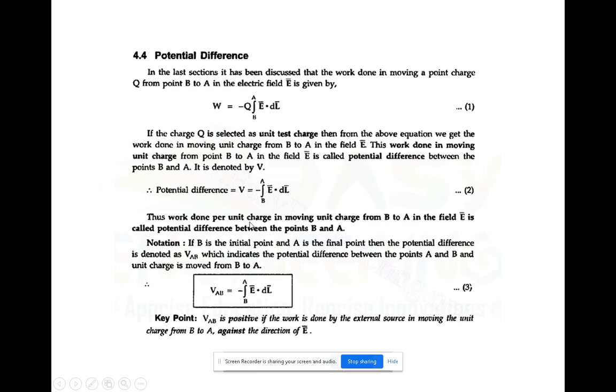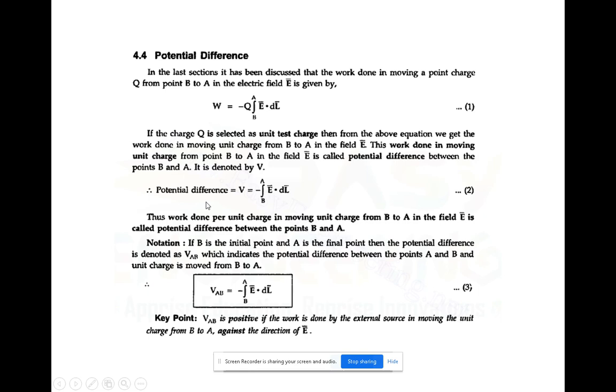Then here we have given work done per unit charge. The work done we are going to do it per unit charge. So if you do it with Q as 1, that is the potential difference between B and A. Work done per unit charge in moving a unit charge from point B to A in the electric field is said to be the potential difference between the two points B and A.